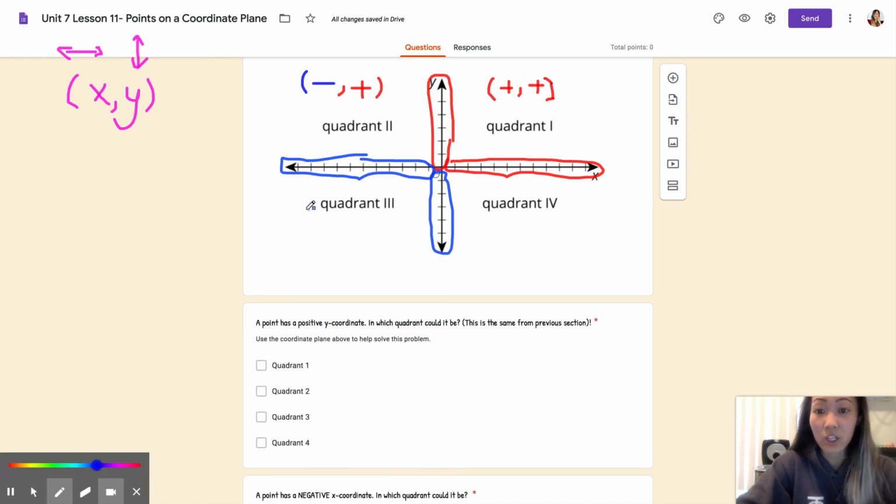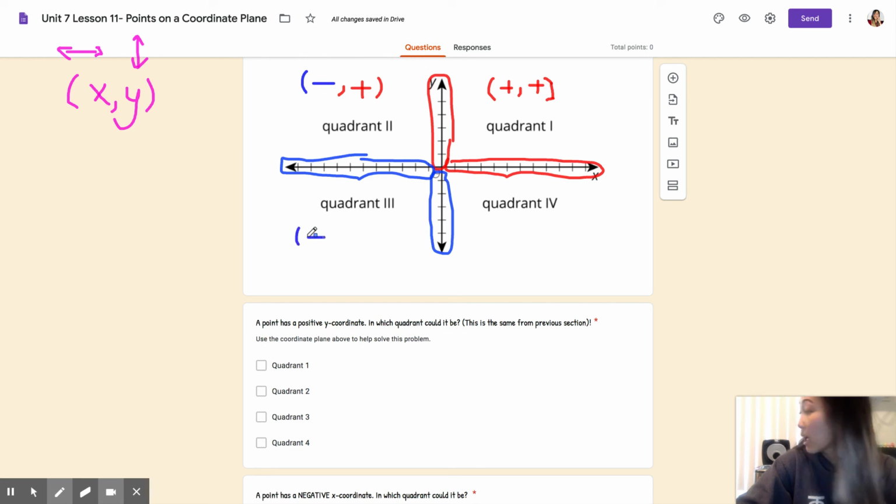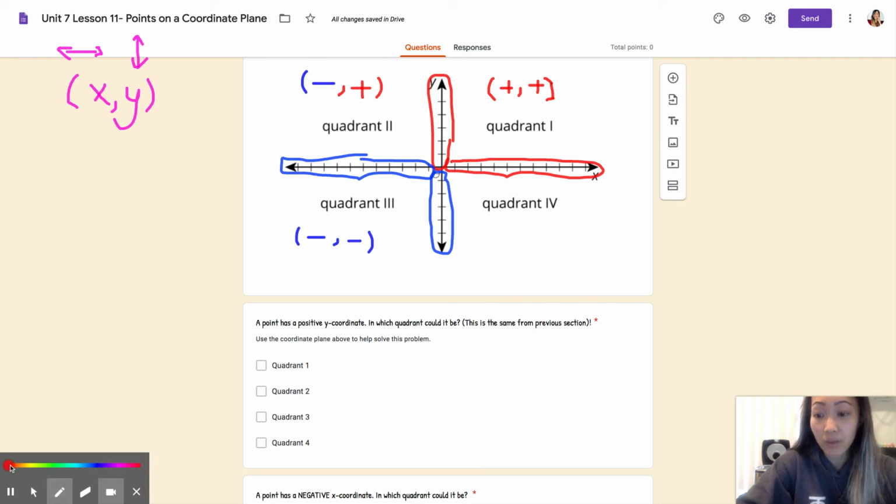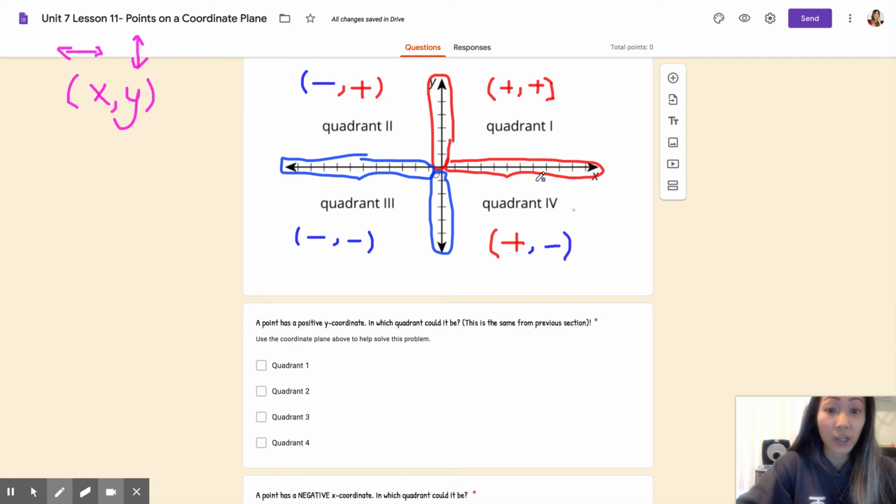All right, so we're going to go on to quadrant 3. The x-axis that is touching it is going to be blue, so that is a negative. And then the y-axis that is touching it is going to be negative as well. So when I see two negative numbers, I should know that it belongs to quadrant 3. So now I'm going to look at quadrant 4. What color is the axis that is touching quadrant 4? It is red, so the x is going to be positive. And what color is the y-axis that is touching quadrant 4? It is blue, so that means it is negative. So when my x is positive and my y is negative, I know that it is in quadrant 4.